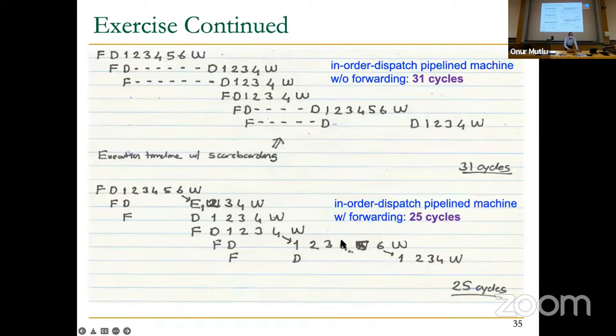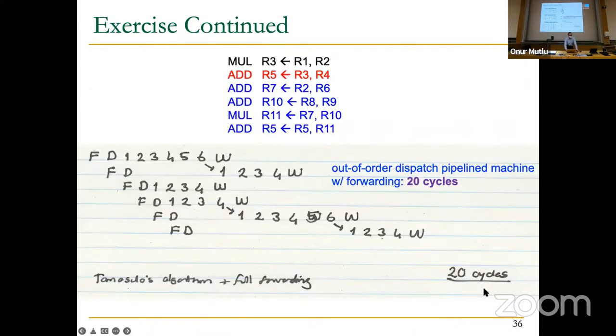That's good, but pipelining affects the clock cycle. We're not looking at clock cycle time over here. If you look at an in-order dispatch pipeline machine with forwarding, forwarding actually reduces this to 25 cycles, because now you can move the instructions a little bit earlier because you enable data forwarding. These should be relatively familiar to you because these are all older machines. But basically it shows that we've come from 50 cycles in a non-pipeline machine to 25 cycles in a pipeline machine with forwarding. Now the question is, can we do better?